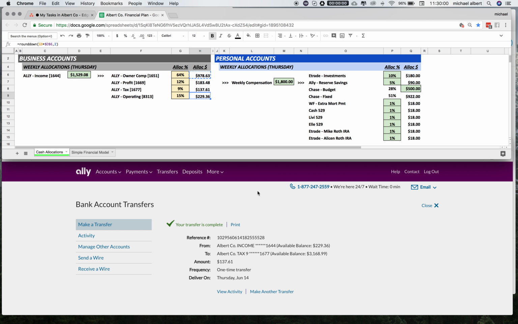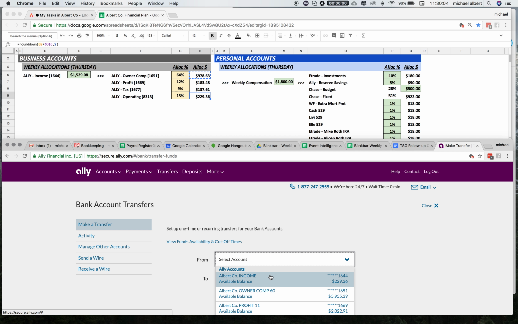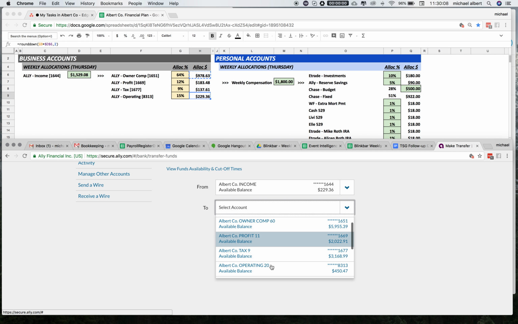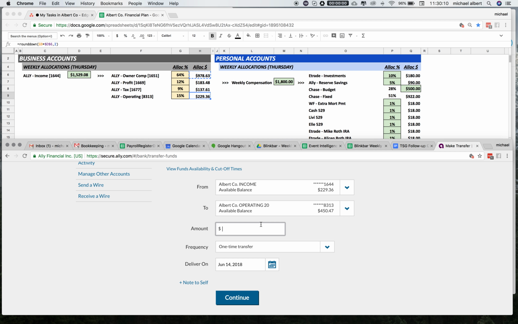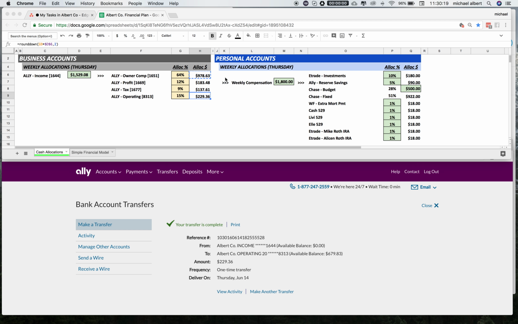And the last one we need to do to zero out this income account is operating expenses. And we're going to do 229.36 and submit. So now we've allocated all of that income for the week into these accounts. And now I'm going to move on to taking my allocation for the week.